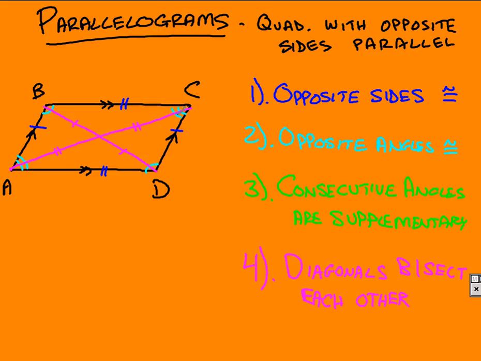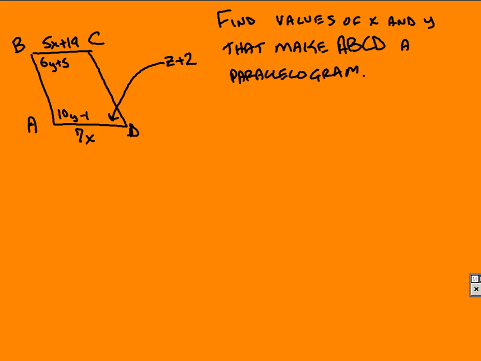That means that any consecutive angles, because of the parallel, they'll be same side interior, so they should be supplementary. And then diagonals, they don't intersect at right angles like a kite, but they will cut each other in half, kind of like the trapezoid here. So let's see what we'll look at.